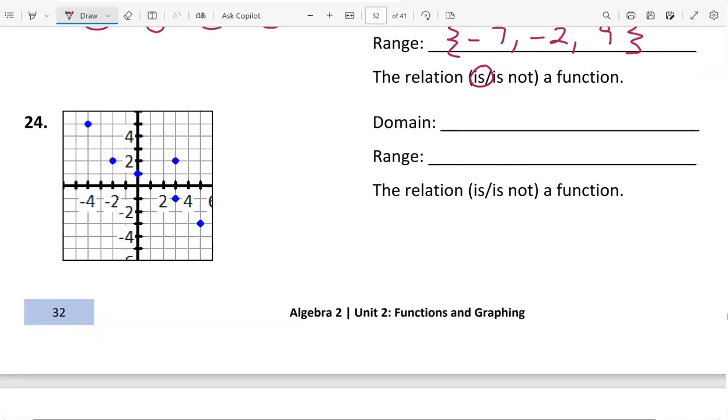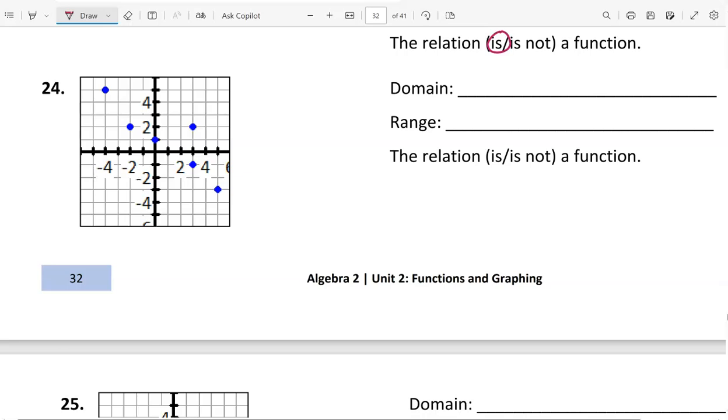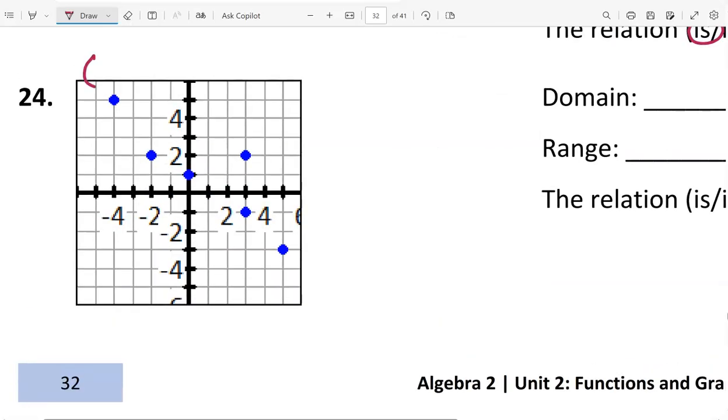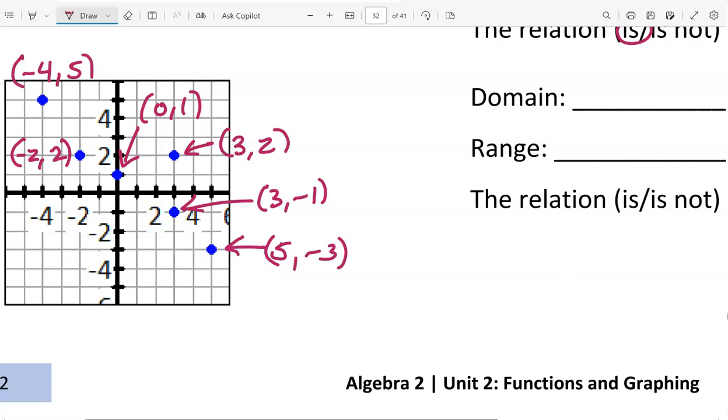For number 24, this is the same sort of question, but now we have the ordered pairs in graph form. If you want, you can write the ordered pairs next to each point. So this first ordered pair is (-4, 5), and we have another one, (-2, 2), and this one is (0, 1). This one is (3, 2). We have another down here, (3, -1), and another (5, -3). When you're writing ordered pairs, be sure to use parentheses.